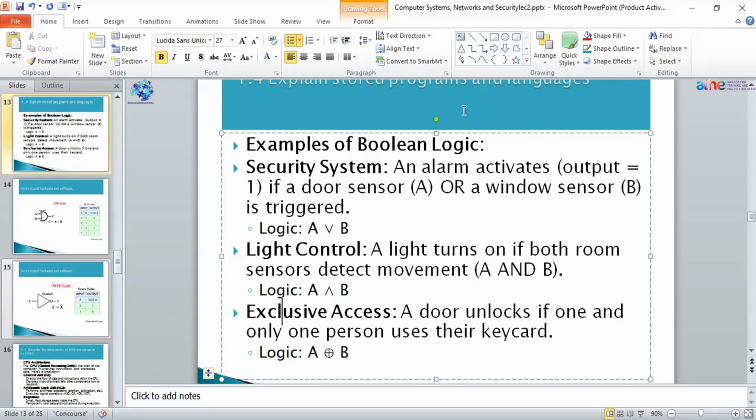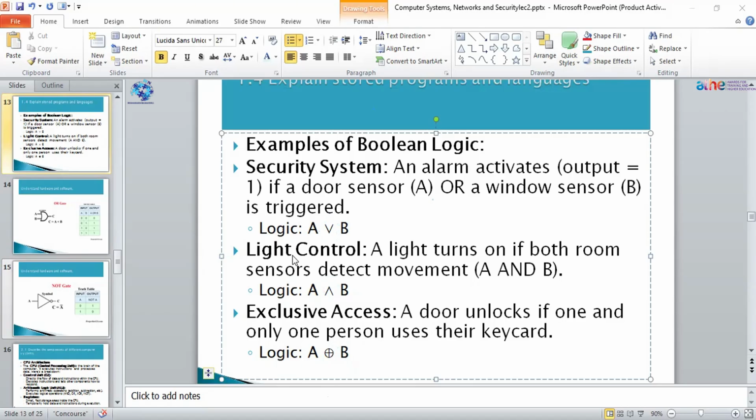To denote the OR operator, we use this symbol, as mentioned here. To denote the AND operator, we use this symbol. And to denote the NOT operator, we commonly use this symbol. So these are the three symbols that are mostly used to represent the AND, OR, and NOT operators.